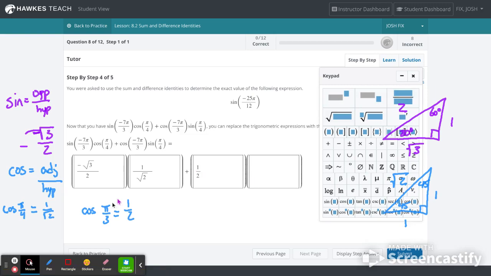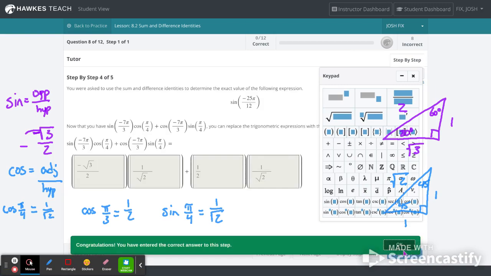And then for the next one, we would have the sine of pi over 4. And so pi over 4 would be opposite. So that'd be 1 over the square root of 2. So we come back inside of here, and we type in 1 over the square root of 2. All right, let's take a look at that and see how we did. All right, awesome. So a whole lot of stuff on there.